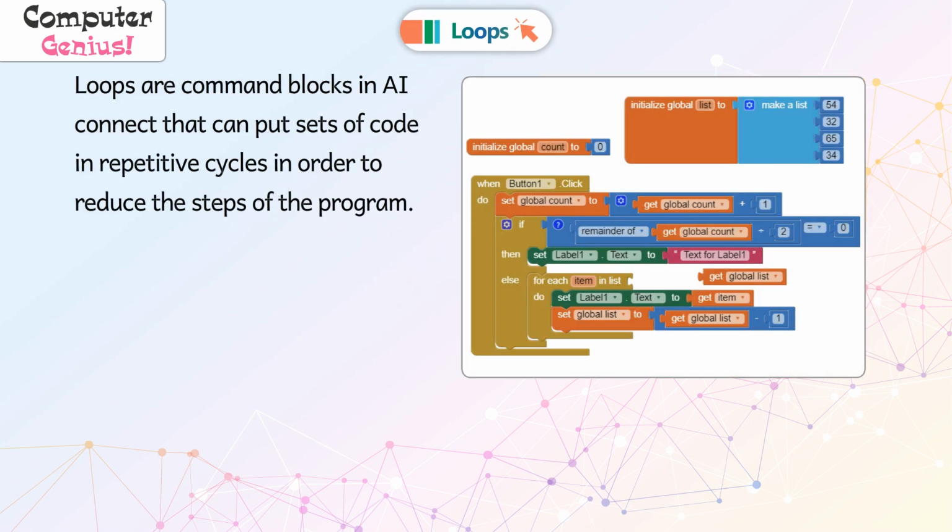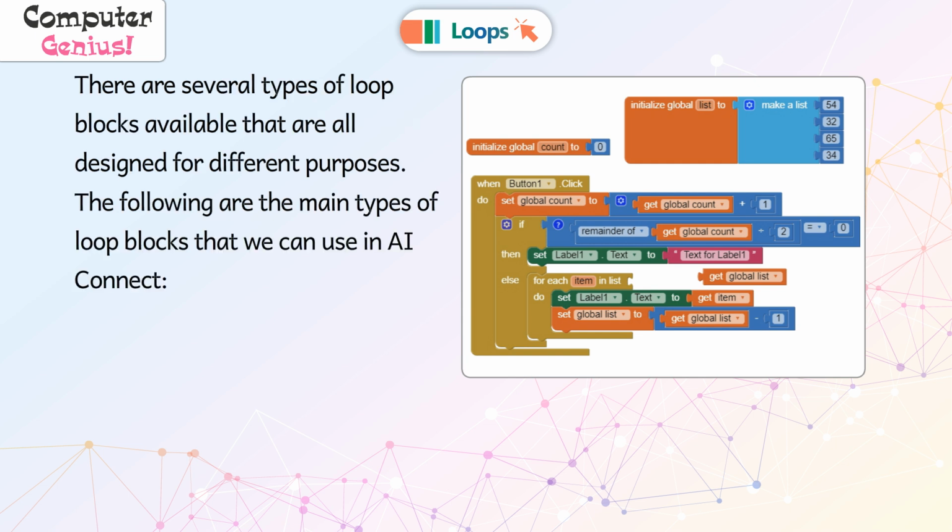Loops are command blocks in AI Connect that can put sets of code in repetitive cycles in order to reduce the steps of the program. There are several types of loop blocks available that are all designed for different purposes. The following are the main types of loop blocks that we can use in AI Connect.